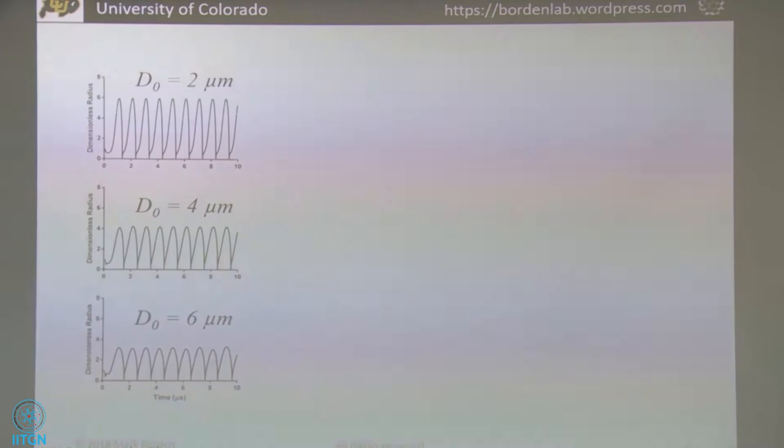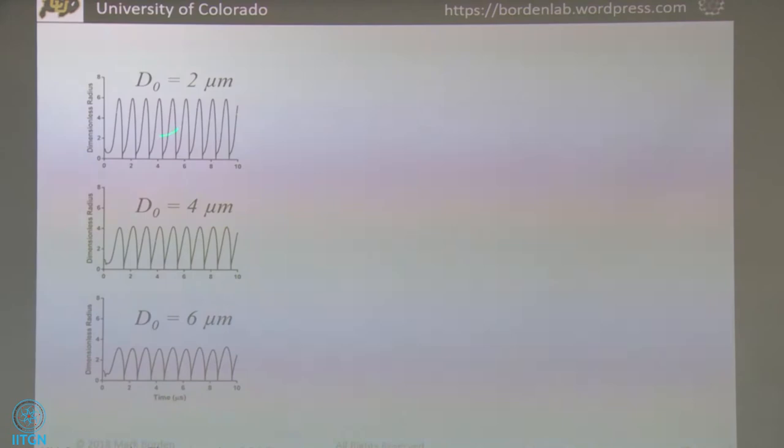We also collaborated with a mechanics person who simulated the bubble response to these ultrasound pulses for the 2 micron bubble, 4 micron bubble, 6 micron bubble. And these are the relative expansion, so that's the radius divided by the initial radius. And the 2 micron bubble expands all the way to 6 times its initial radius. The 4 micron bubble goes to 4 times its initial radius. And the 6 micron bubble only goes to about 3 times its initial radius.